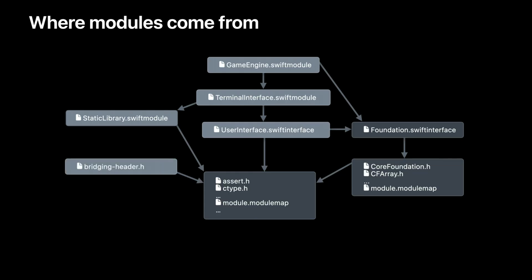I should mention there are also bridging headers, which can also import Clang modules. Finally, as a special feature in LLDB only, some module contents can be reconstructed from debug info alone. That's a lot of sources. How does LLDB find them all?